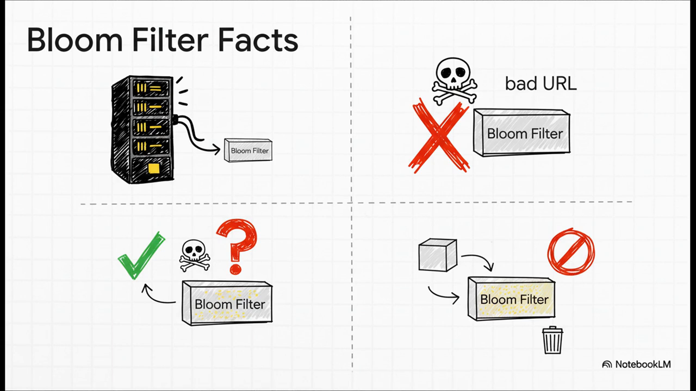And here's the brilliant part. A Bloom filter uses almost no memory. It will never tell you a malicious site is safe. That's what we call zero false negatives. But because different URLs could accidentally light up the same set of lights, it might sometimes tell you a safe site is malicious, a false positive. For security, that's a trade-off you're happy to make. Better safe than sorry, right?